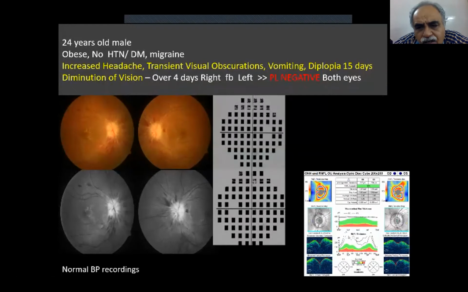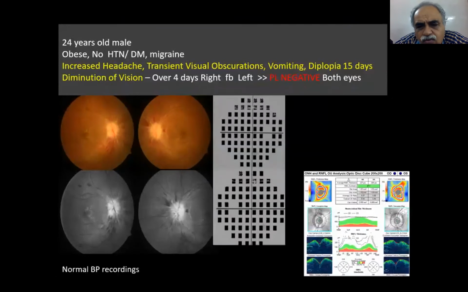Don't wait for it to occur. Once it occurs, then it is very difficult to retrace it, right? It's prevention. You prevent visual loss in IIH, right?